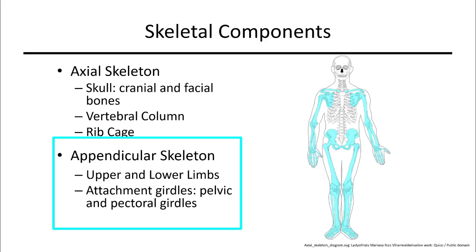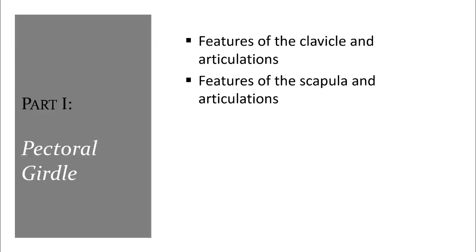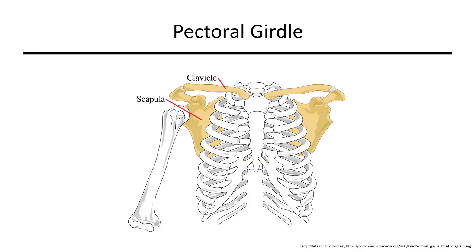The appendicular skeleton includes our limbs and their attachment points. The appendicular skeleton includes the pectoral girdle. These are the bones listed for each of these regions that we will then go into in more detail. Beginning with the pectoral girdle, we see that it's made of 2 bones, the clavicle and the scapula, commonly known as your collarbone and your shoulder blade.